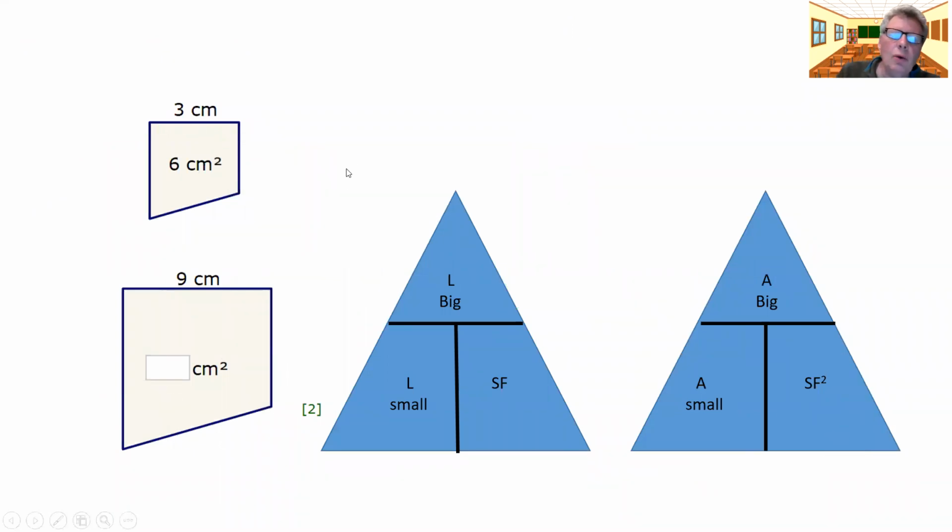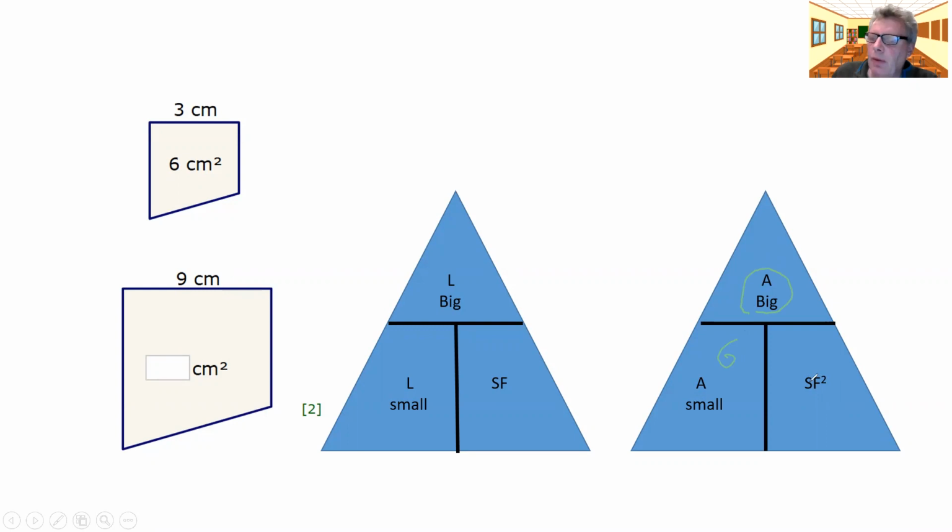Okay, now we're looking at an area problem, and we want to find the area of the big shape, and we know the area of the small shape. So the area of the big shape is what we want. That's what we want over here. And what we know is the area of the small shape is 6.